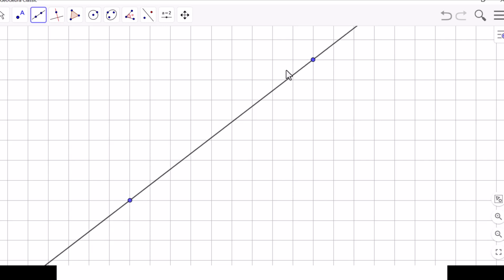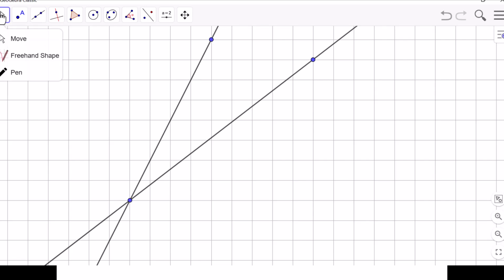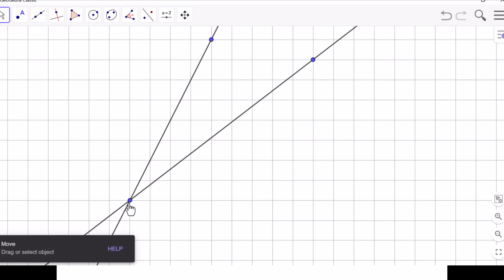So this is a single line. Now, if I click another point, let me click somewhere here. It's looking for the next point. Let me take this as the next point. If I click on this, you will see that the two lines meet at this point. So this point is the vertex. That is what that definition is trying to say.